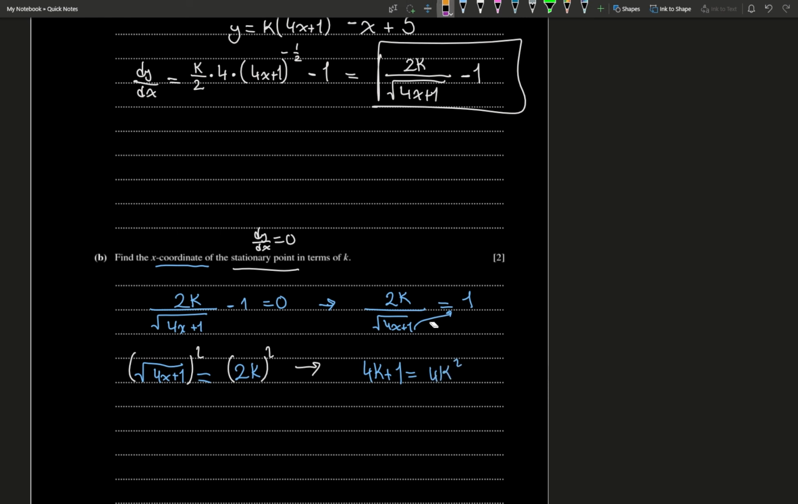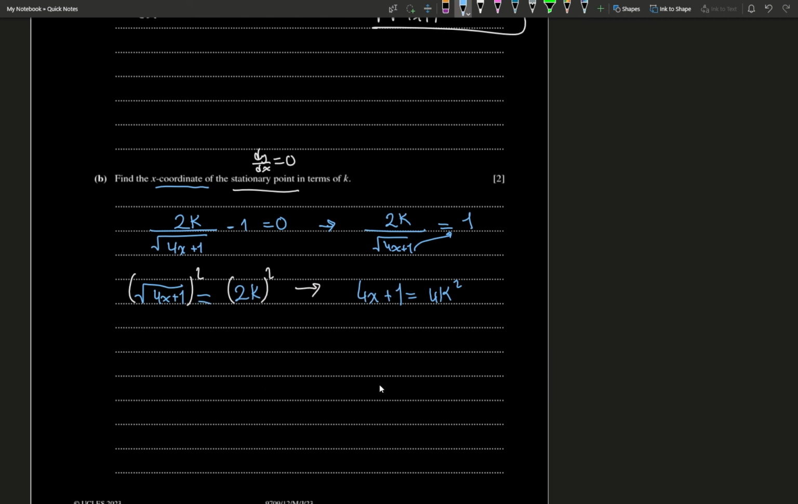Sorry, I made the same mistake again. This is 4x, not 4k. Then we subtract 1, and then divide by 4 to find x. x is equal to 4k squared minus 1, divided by 4. And this is the x coordinate of our stationary point in terms of k.